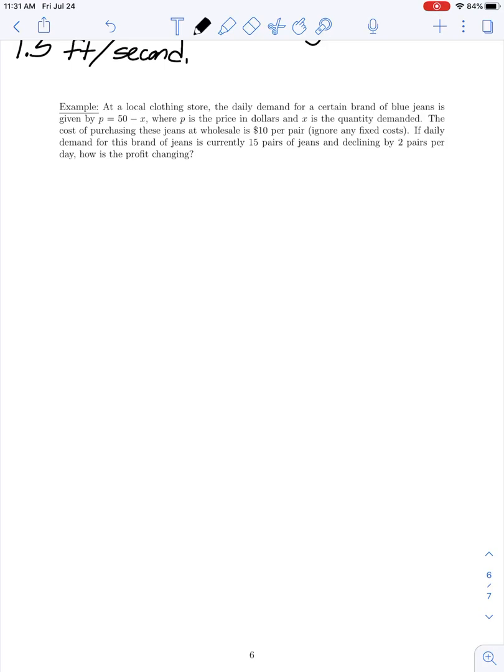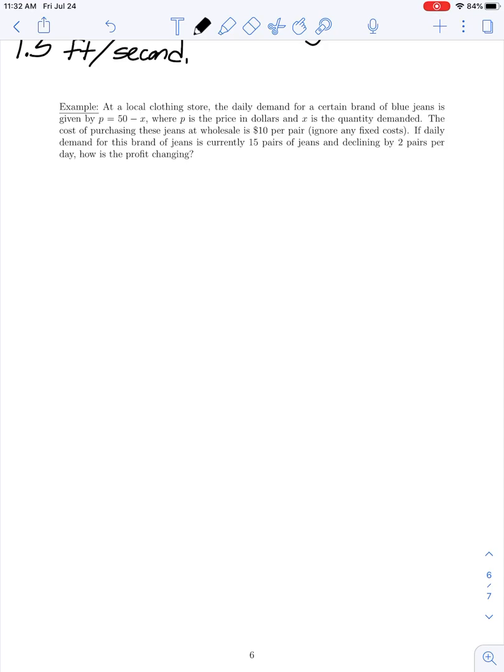So here we're told at a local clothing store, the daily demand for a certain brand of blue jeans is given by P equals 50 minus X, where P is the price in dollars and X is the quantity demanded. And the cost of purchasing these jeans at wholesale is $10 per pair, ignoring any fixed costs. And then the daily demand for this brand of jeans is currently 15 pairs and declining by 2 pairs per day. So the question is, how is the profit changing?